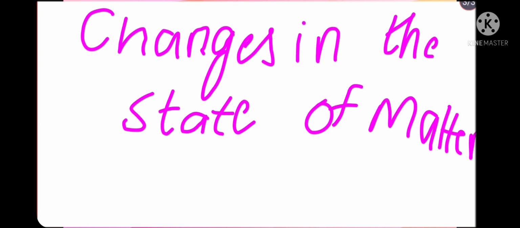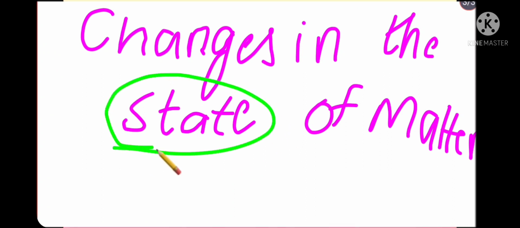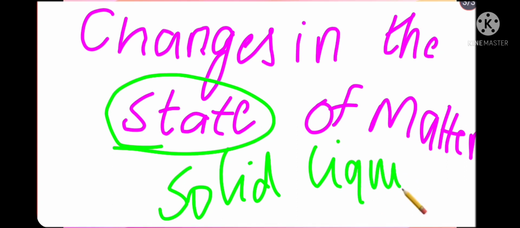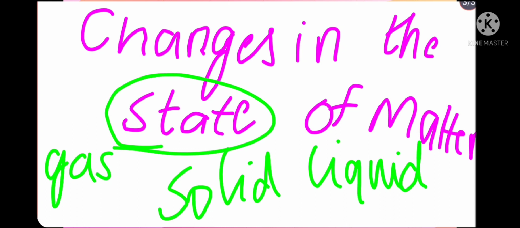So now let's see the changes in the state of matter. What is the meaning of state? How many states are there? There are three different states. They are solids, liquids, and then gases. These are the common states which you have.